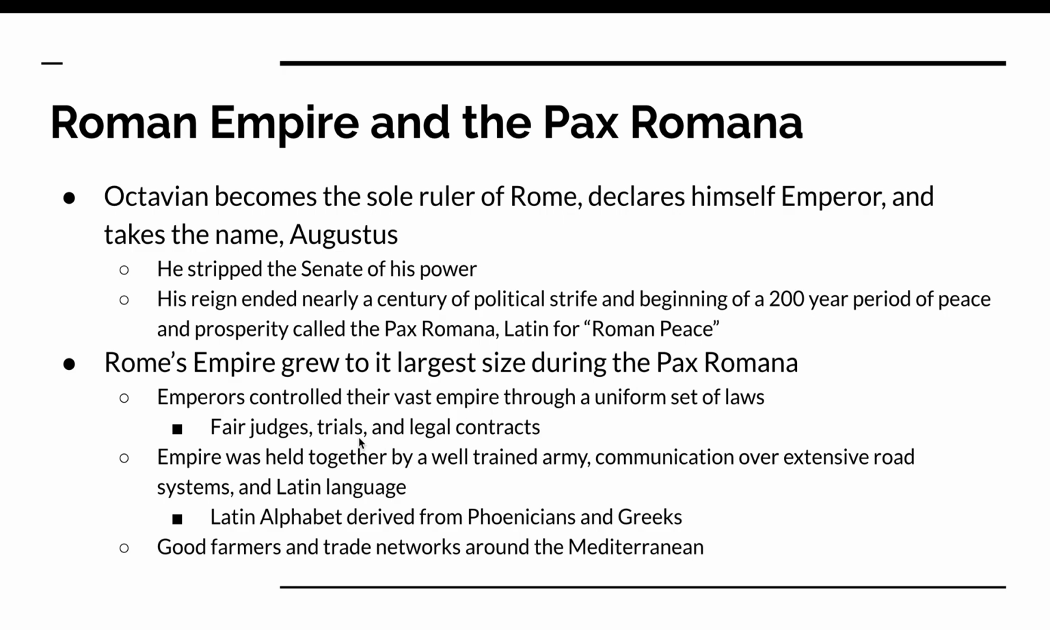They establish judges and trials and legal contracts. And we see the development of the Latin alphabet, which is derived from the Phoenicians and the Greeks. Latin is the language of the Roman Empire. We start to see trade increase. Warfare is going to decrease. The Roman army becomes the most feared in all of the land. So overall, this is a period of peace and prosperity in the 1st and 2nd century AD.